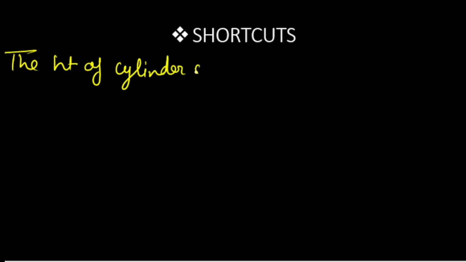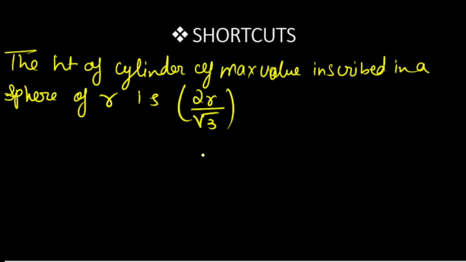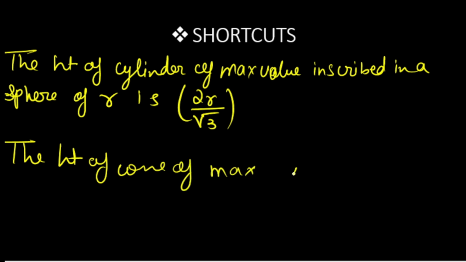Now the height of a cylinder of maximum volume inscribed in a sphere of radius r is 2r by root 3. And the height of a cone of maximum volume inscribed inside a sphere of radius r, where everything in the question is the same, here it is a cone and there it is a cylinder, the difference is that the height will be 4r divided by 3.